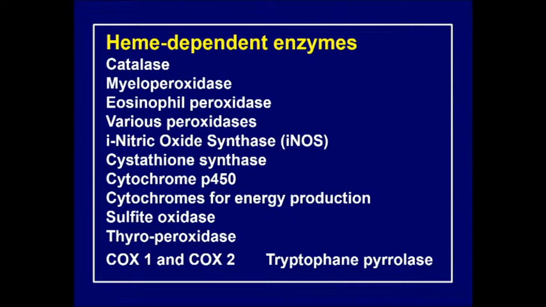Cyclooxygenase 1 and 2. These are the big drugs against arthritis pains. These are the ones that stimulate the production of prostaglandins 2 and leukotrienes B4, the pro-inflammatory chemicals cascade from arachidonic acid. So these are all heme dependent.